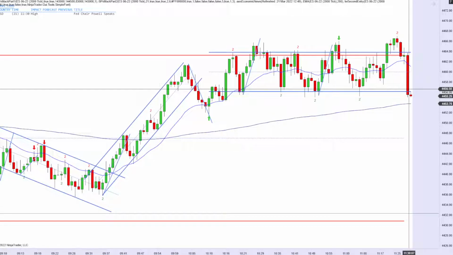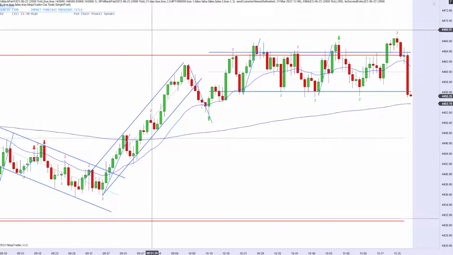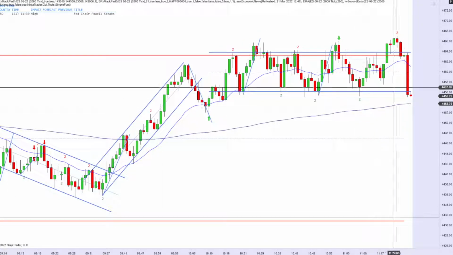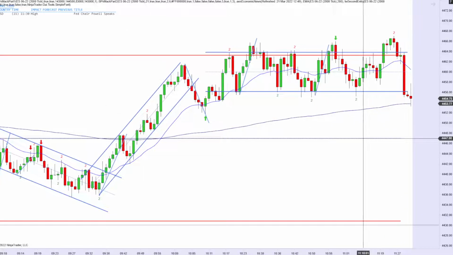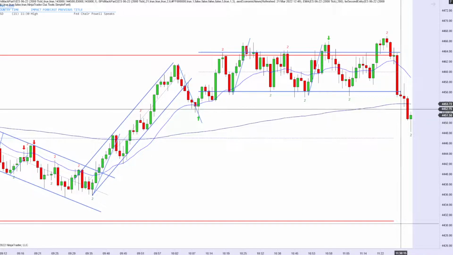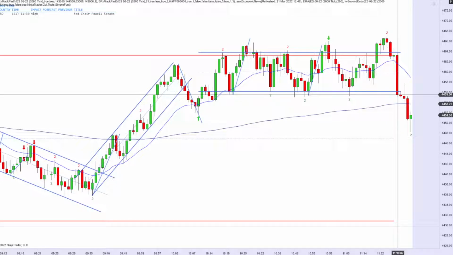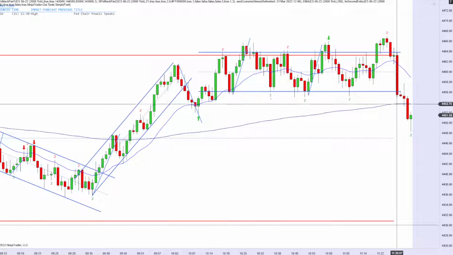And by this time it's 11:30. That's when Powell was speaking, so that probably makes sense why we had such a big bar at that time. News came out and prices started to push down. And by this time I was done trading for the day, and that's where I'll stop the analysis.